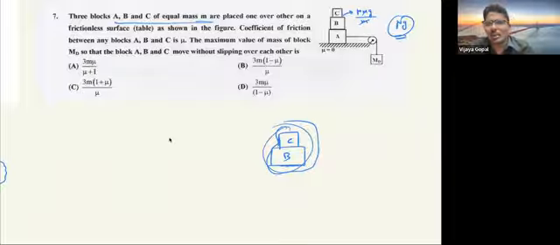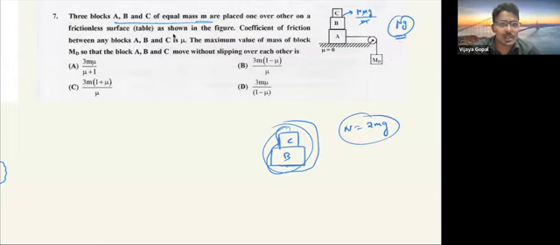So 2 mg will be there downward. So the normal force is 2 mg. Now if the normal force is 2 mg, I can find the limiting friction, right? What is limiting friction? Mu N. Mu is also the same everywhere, so mu times N, which is 2 mg.